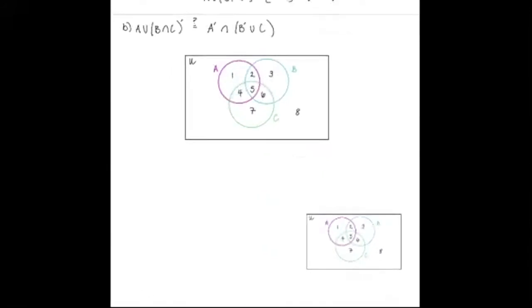So first thing I'm going to do is look at the first set that I'm given. It doesn't really matter which one you pick to do. So I'm going to make a chart that's going to talk about the region A union B intersects C complement. So we'll make a chart with the sets and then the regions it talks about.